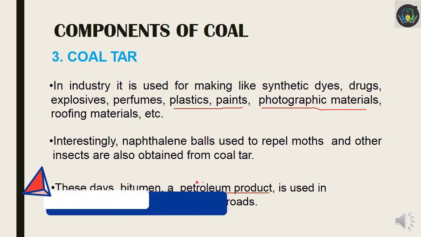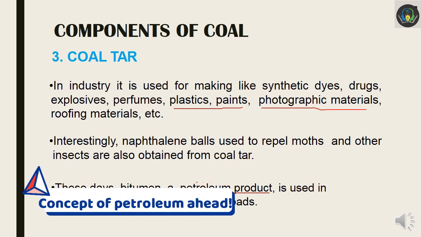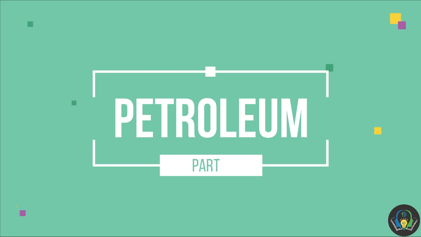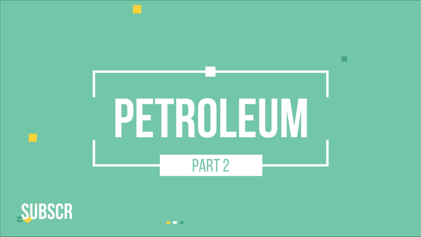You know that surfacing of the roads that you have seen. So that is done with the help of coal tar and bitumen. After all the crystal clear explanation of coal, now we shall be going towards petroleum and natural gas.